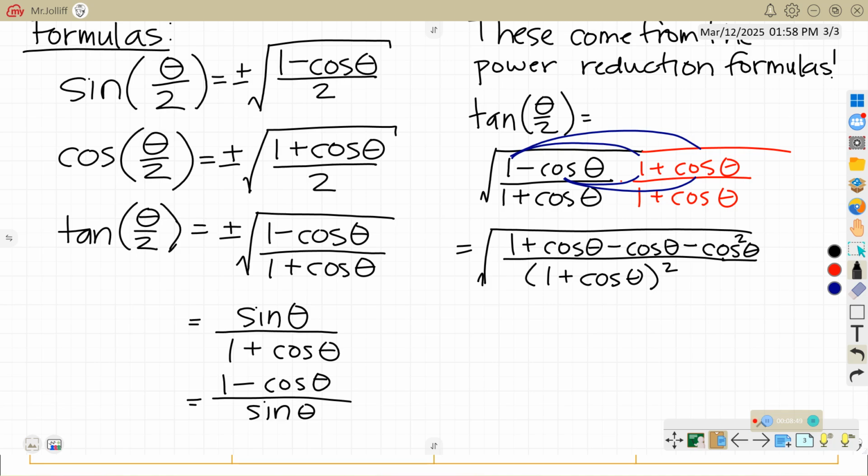I see 1 or 2 people nodding, and I don't see anyone disagreeing. I'm going to assume I did that correctly. Right? Foil. First, outer, inner, last. Just multiplying binomials. Do we see anything in the numerator that's going to simplify? Yeah. Positive cos, negative cos. Those middle terms cancel.